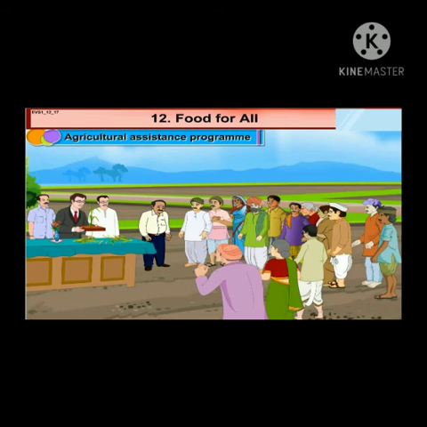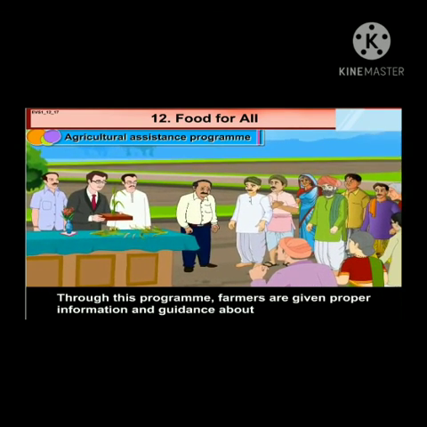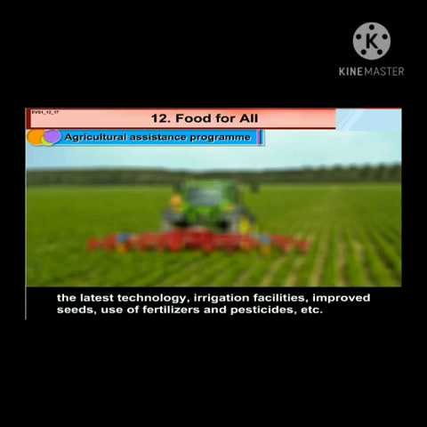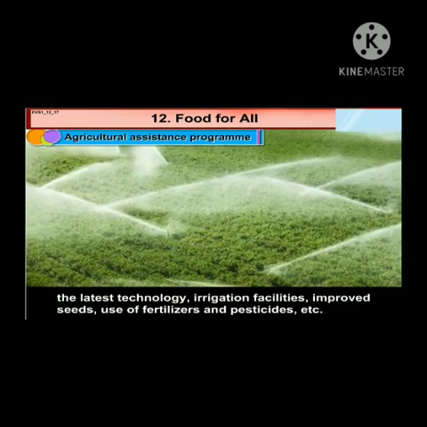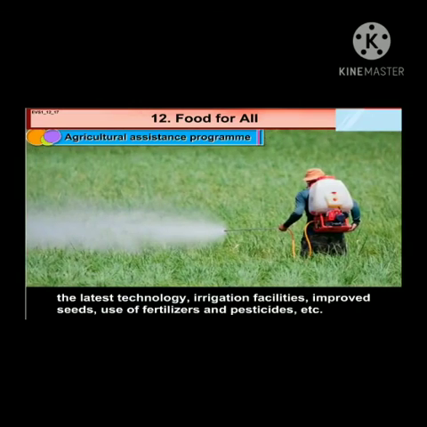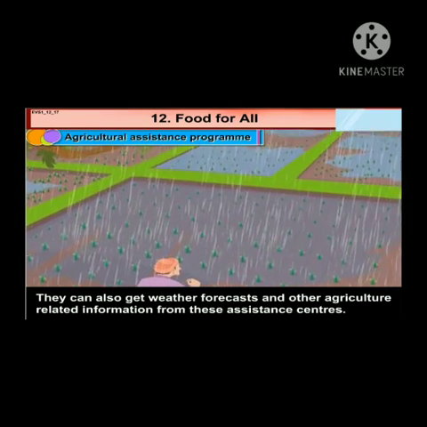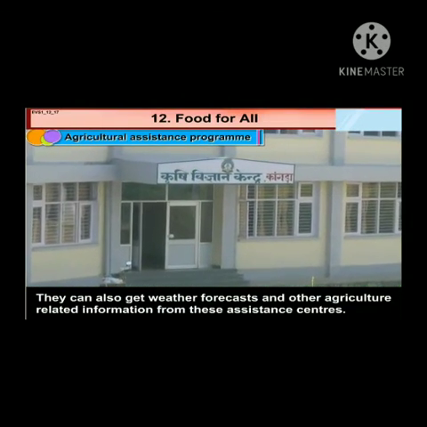Now, we will see Agriculture Assistance Program. Through this program, farmers are given proper information and guidance about the latest technology, irrigation facilities, improved seeds, use of fertilizers and pesticides, etc. They can also get weather forecast and other agriculture related information from these assistance centers.